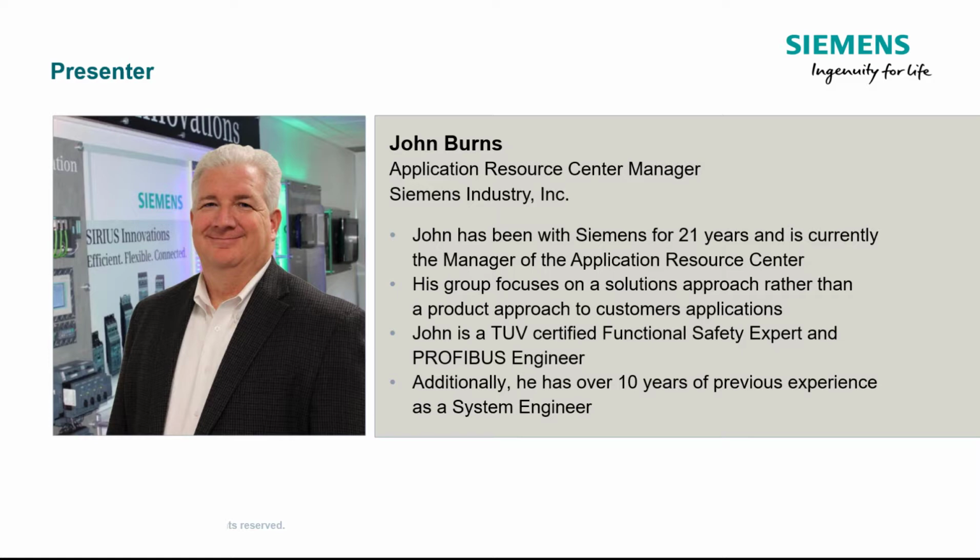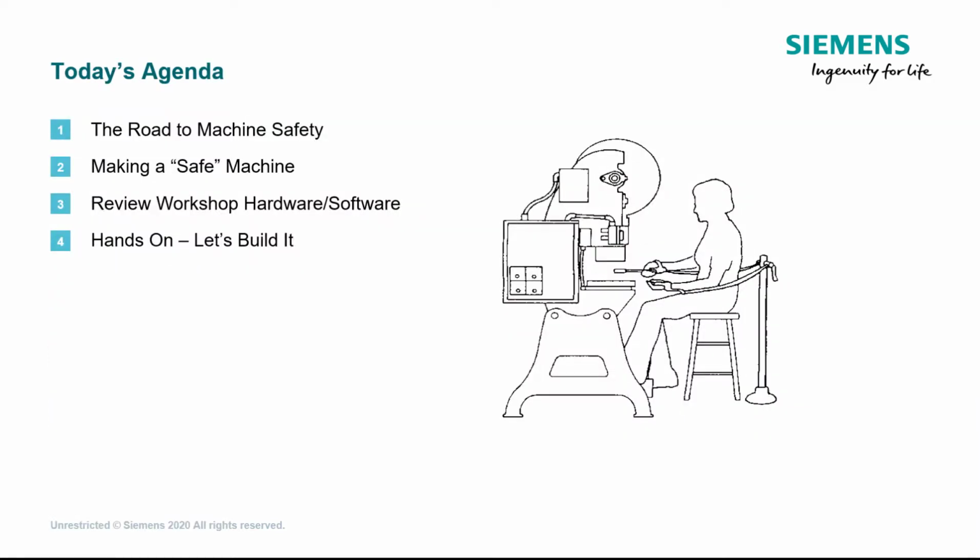The agenda for today's seminar is broken into 4 different areas. First, titled The Road to Machine Safety. In this area, we'll go through the different safety standards that are recognized here in the U.S. In the second part, Making a Safe Machine, we'll discuss the safe process for applying safety onto a machine.